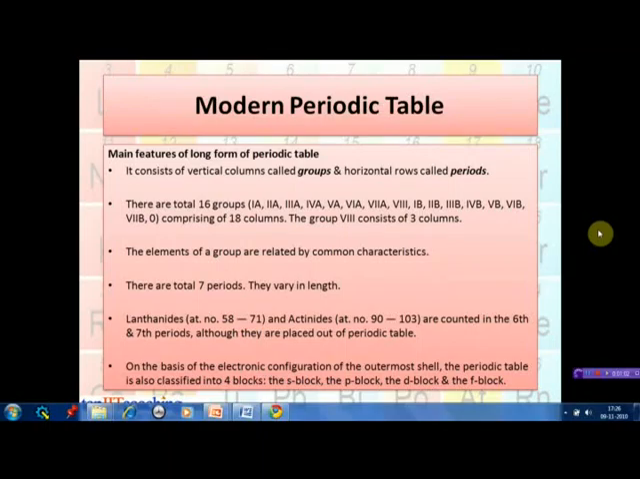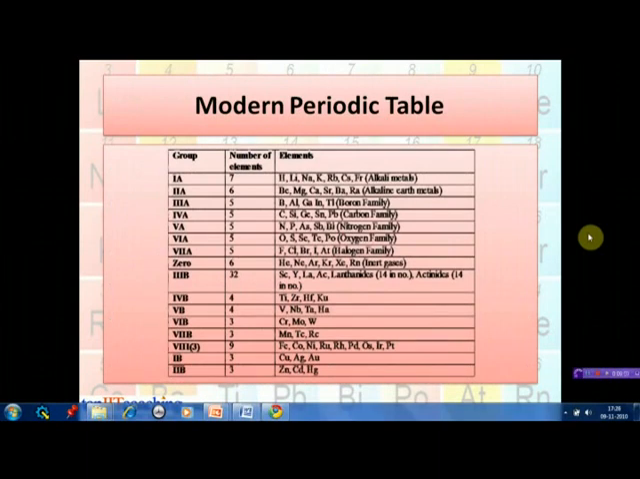The electronic configuration of the outermost shell of the element. The periodic table classifies the elements into four blocks: the S block, the P block, the D block, and the F block. This table gives us a brief summary of the various groups present in the modern periodic table.